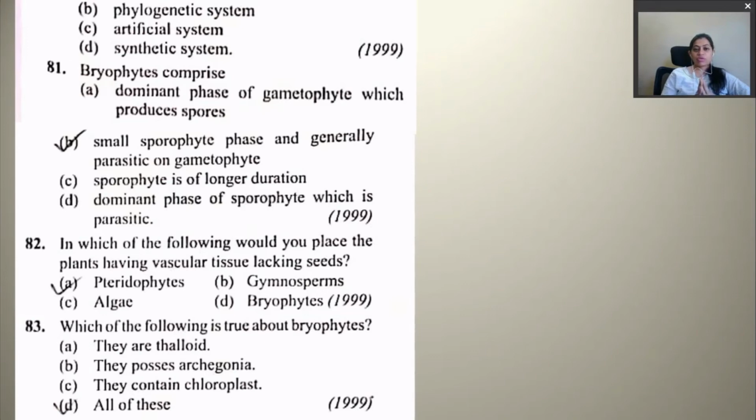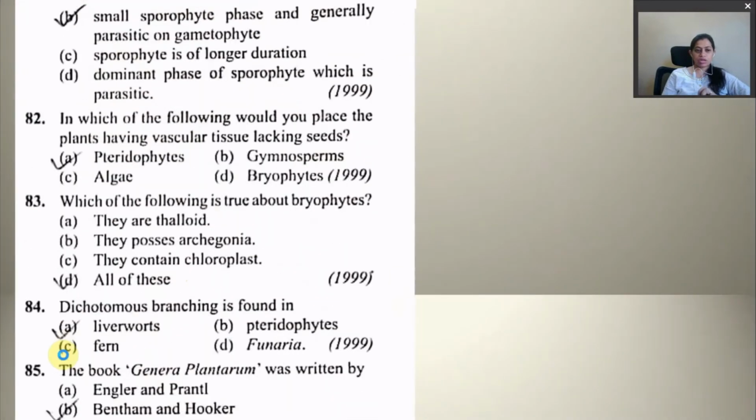In which of the following would you place the plants having vascular tissue lacking seeds? Now pteridophytes, gymnosperm, algae, or bryophytes. So pteridophytes have vascular tissue but do not have seeds, right? So the right option is A. Now which of the following is true about bryophytes? They are thalloid, they possess archegonia, they contain chloroplast, all of this. So all of this is true for bryophytes, right? So the all of these option will be the correct answer.